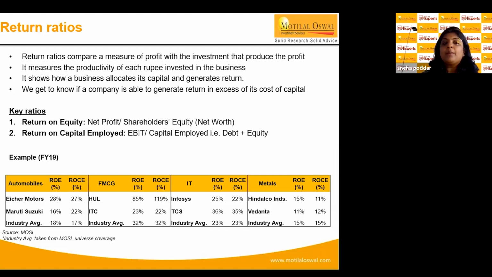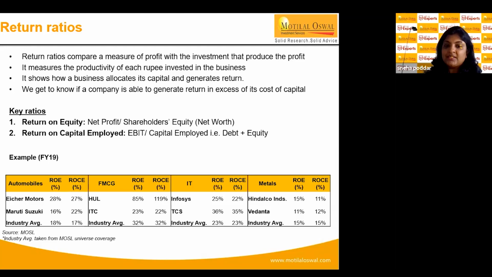And this is a much better ratio compared to return on equity because it captures the debt as well. Because many companies have to raise debt in order to fund their capex activities. So debt plus equity will give you the total capital which gets invested into the business. And then we look at earnings before interest and tax, because that is the profit that the company is generating before repaying the interest on the debt portion. So what is the profit that the company is able to generate on the total capital that it has deployed into the business? That is the return on capital employed.